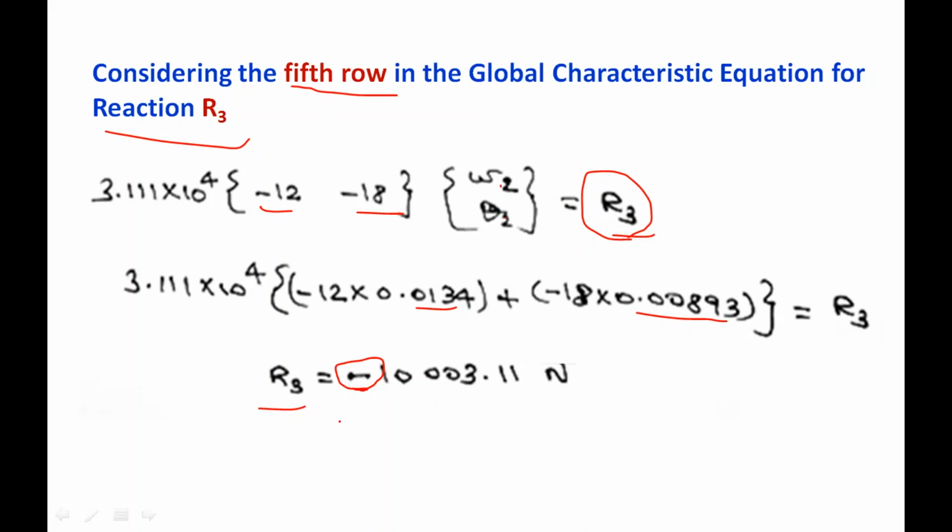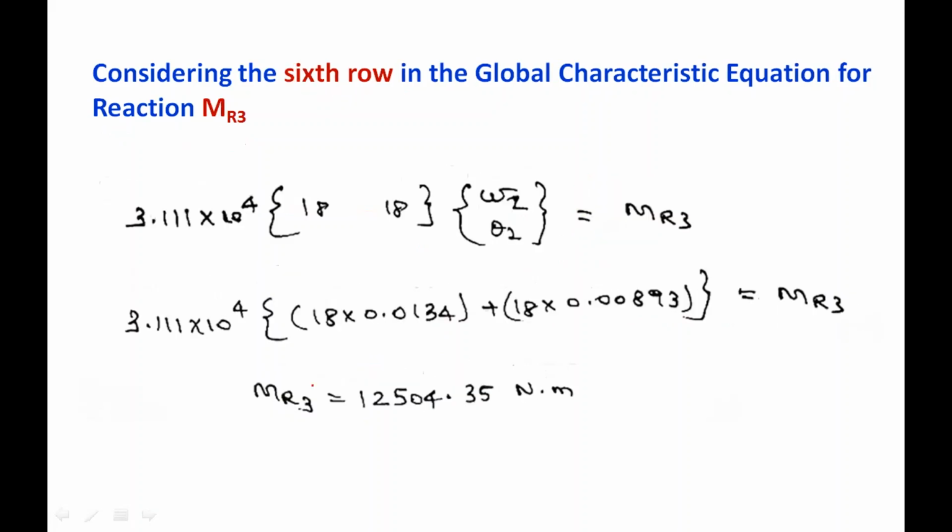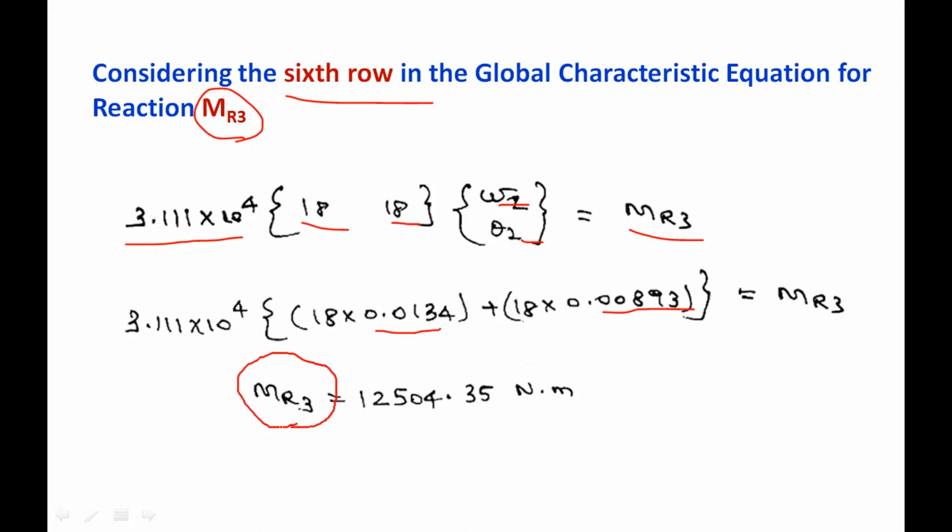Coming to the reaction moment at node 3, we have to consider the sixth row for MR3: 3.11 into 10 to the power 4, 18, 18, W2, theta 2, equal to MR3. Substitute the W2 value and theta 2 value. The MR3 value is coming around 12,504.35 Newton meter. It is coming positive, that means a counterclockwise moment. At the right hand support, that is node 3, we have a positive reaction moment.